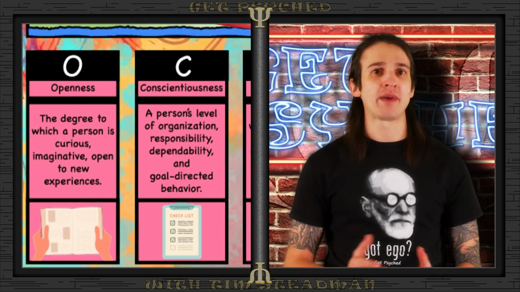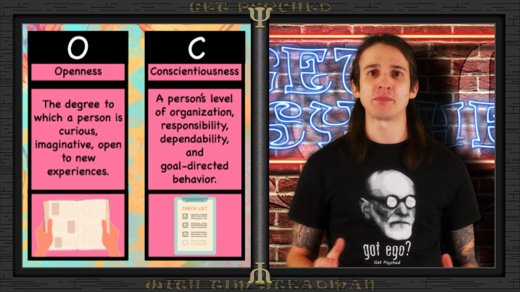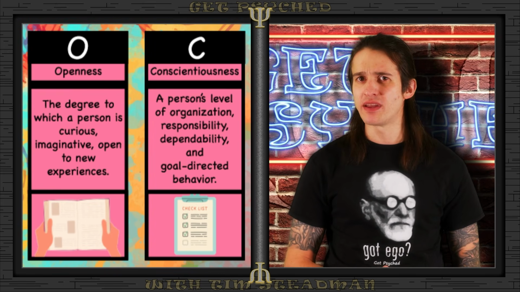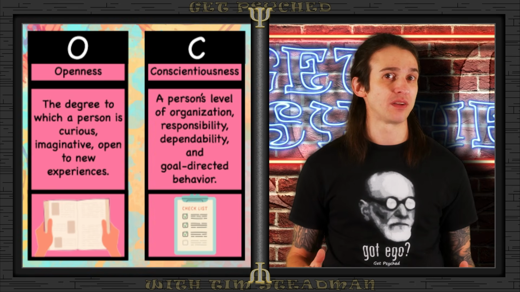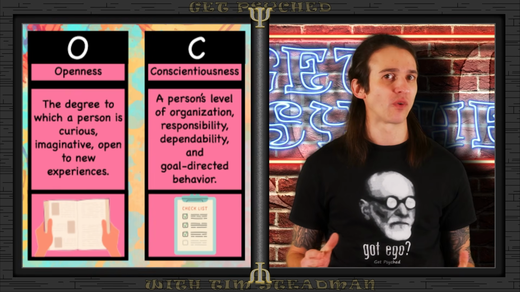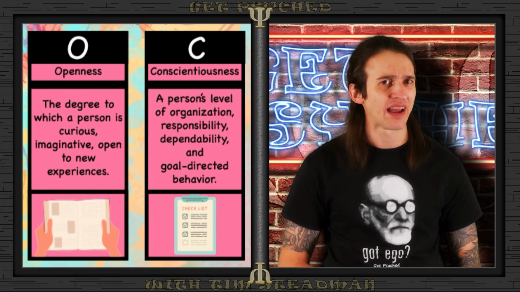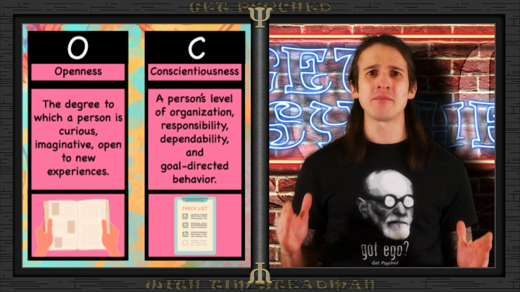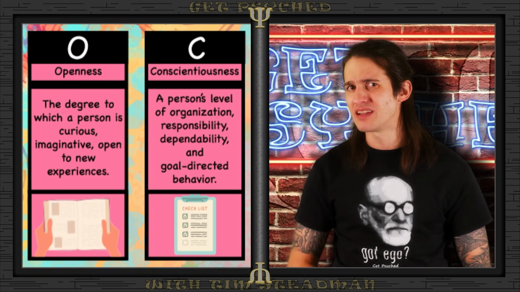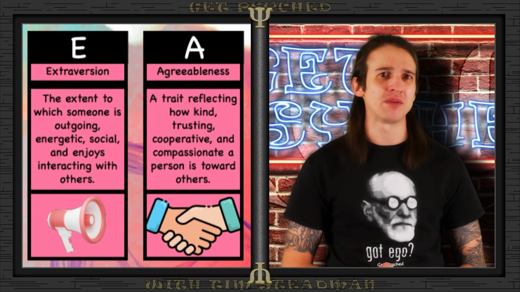So openness is about curiosity and creativity. People high in openness love new experiences, while those low in openness prefer routine and tradition. Conscientiousness refers to being organized, dependable, and goal-oriented. High conscientiousness means you're probably great at meeting deadlines, while low conscientiousness might mean you're a bit more spontaneous or a little forgetful. Extroversion is all about energy and sociability.